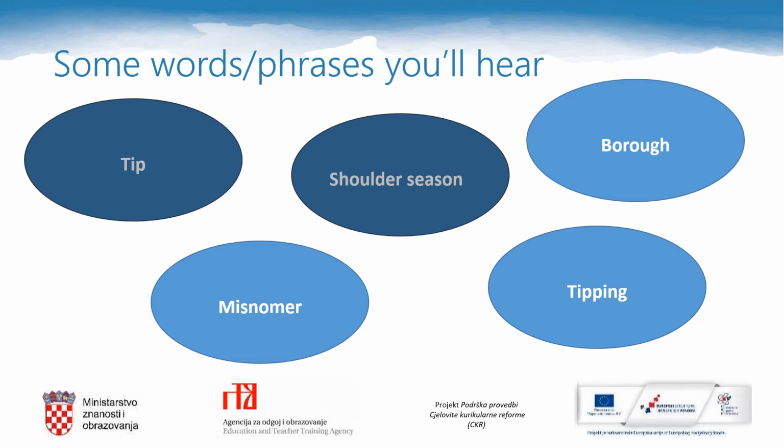Next is giving money to someone who provided a service, especially in a restaurant. It's tipping. Next is another name for a district. It's borough. And the last one, of course, is a misnomer. It's a name incorrectly applied for something.